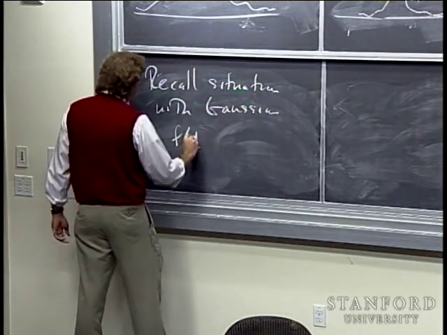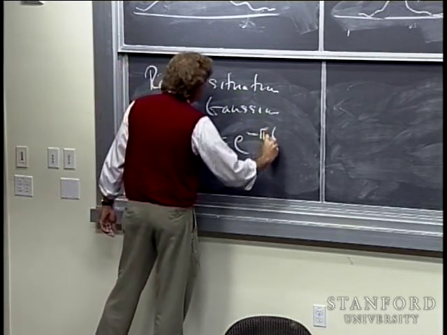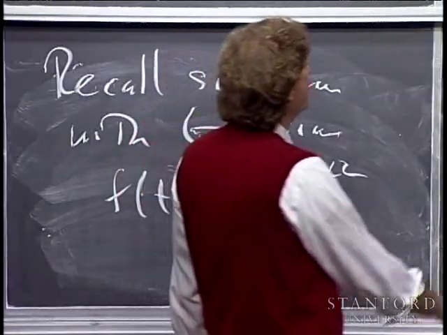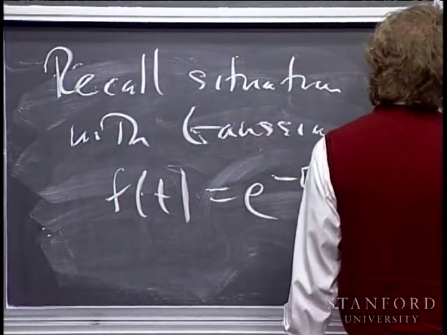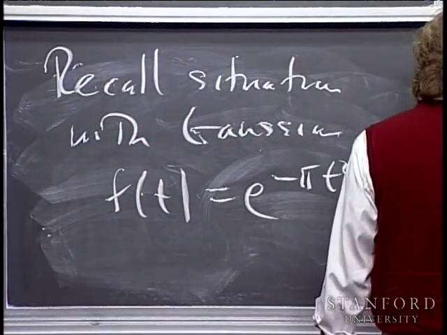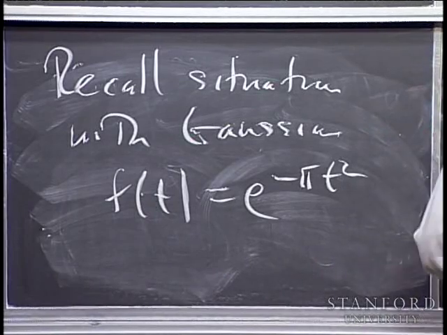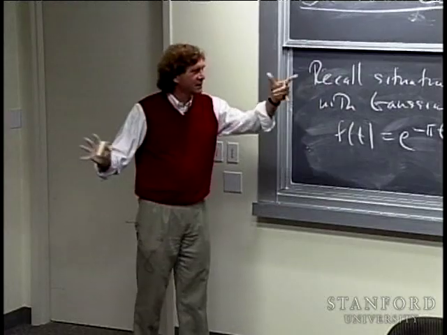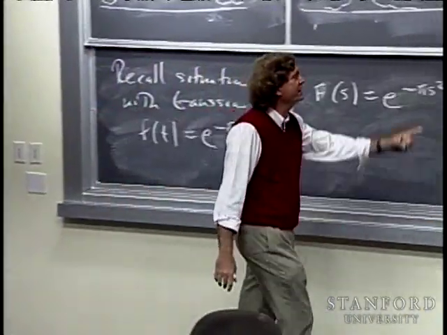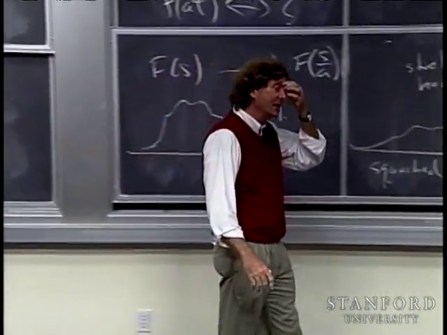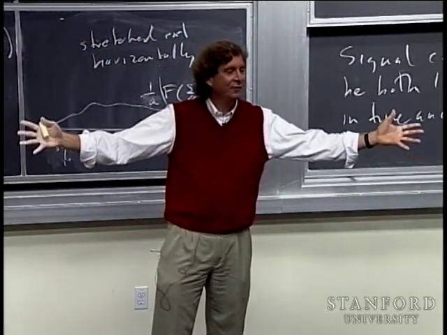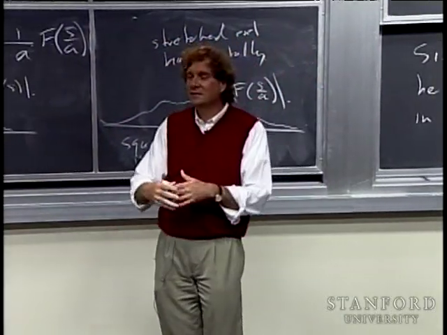F of t equals e to the minus pi t squared. When it's normalized this way, then the Fourier transform is, again, the same thing. F of s equals e to the minus pi s squared. Same thing. All right? So from this, interpreting the Gaussian or putting this interpretation onto the Gaussian, you might say the Gaussian is perfectly balanced somehow in both time and frequency.